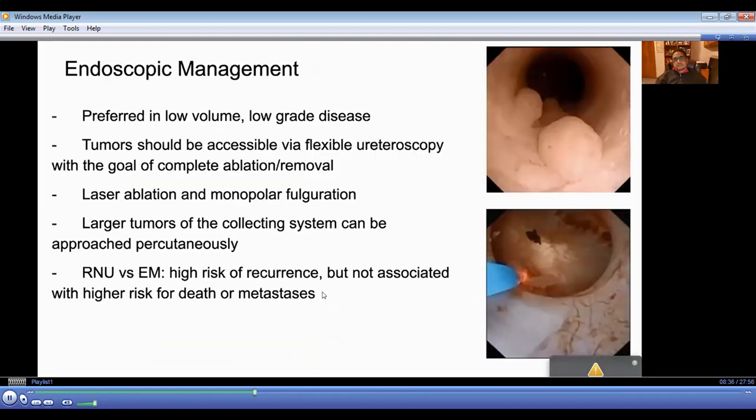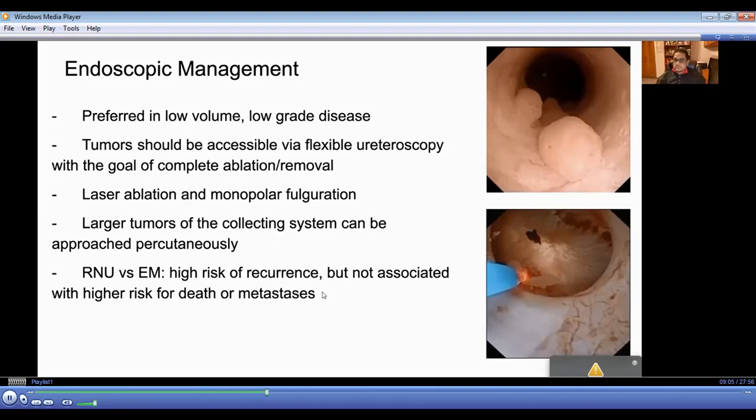When it comes to endoscopic management, it is usually preferred in low volume, low grade disease, as you can see, tiny tumors along the ureter or up in the pelvis and the calyces. You must make sure that it is accessible via flexible ureteroscopy, and you are able to completely ablate or remove the disease. You can choose to do laser ablation or monopolar fulguration.